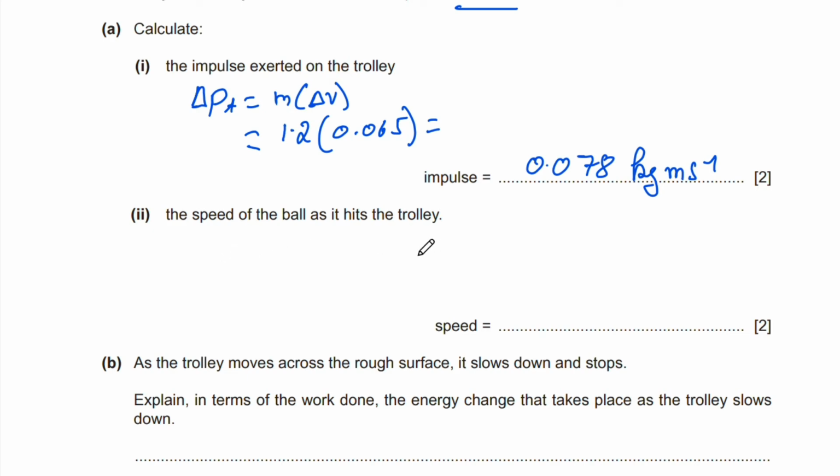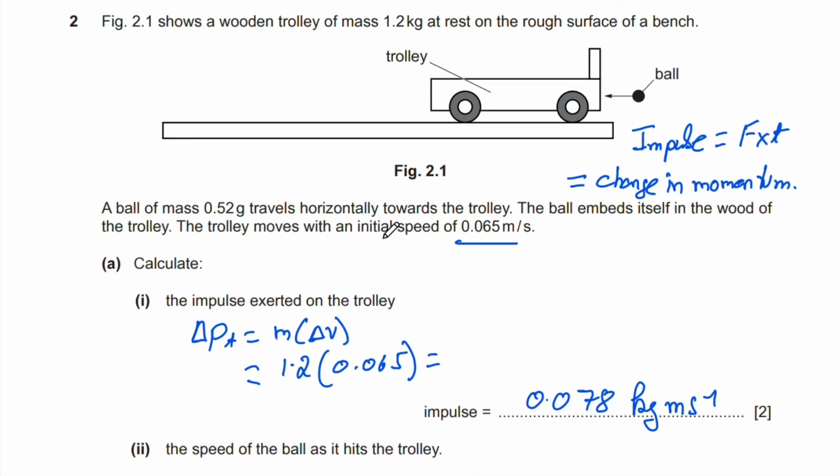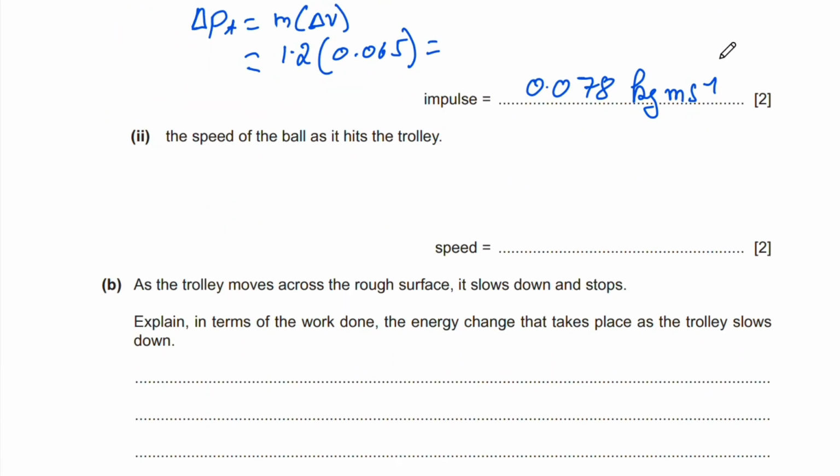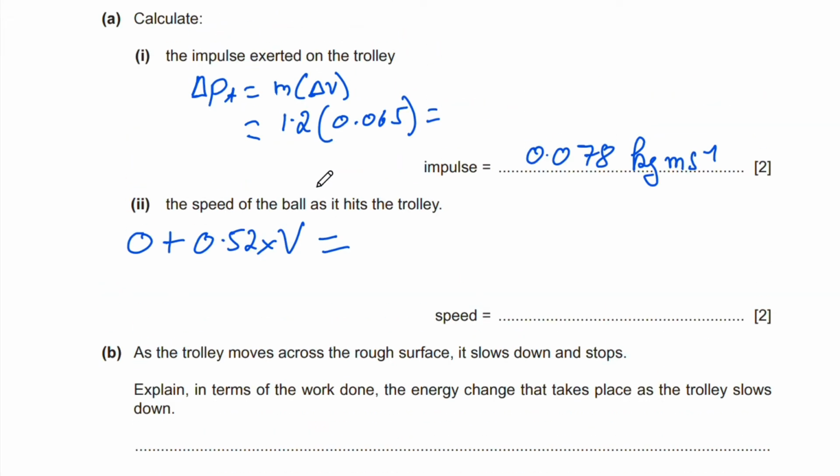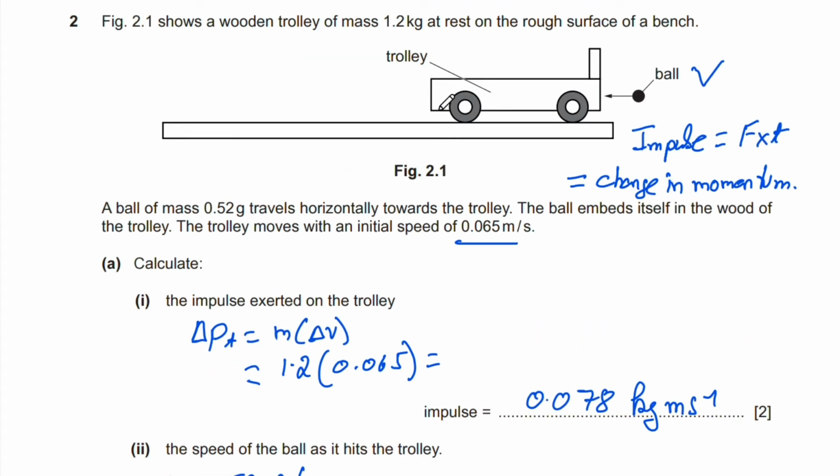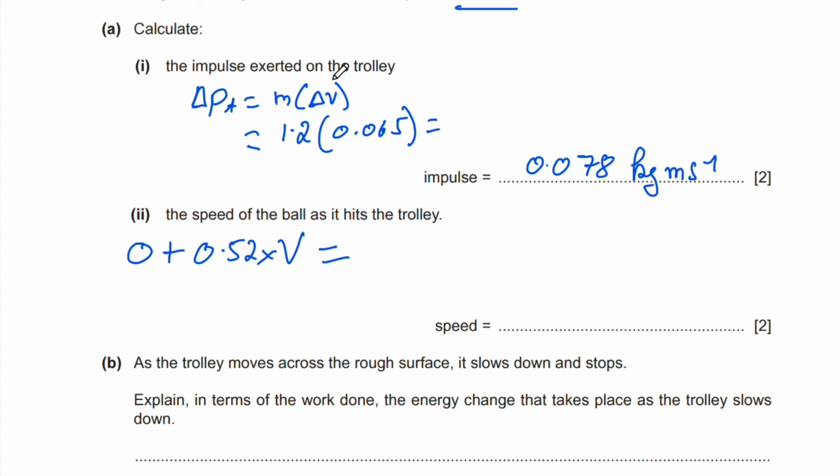The speed of the ball as it hits the trolley. Now see, the ball was initially at rest, so you have to find its velocity, taking this as v. By the conservation of momentum, initial momentum equals final momentum. The initial momentum of the trolley was 0 as it was at rest. For the ball, the initial momentum is 0.52 into v, which equals the final momentum. The ball gets embedded inside it, so v takes the total mass. This is 0.52 gram, but this is 1.2 kg. Converting to grams, it is 1200 grams. So the total mass will be 1200.52 grams.